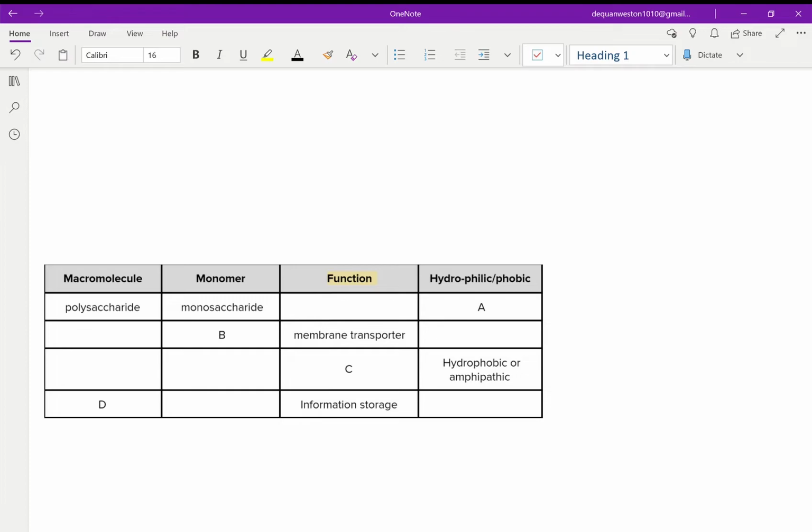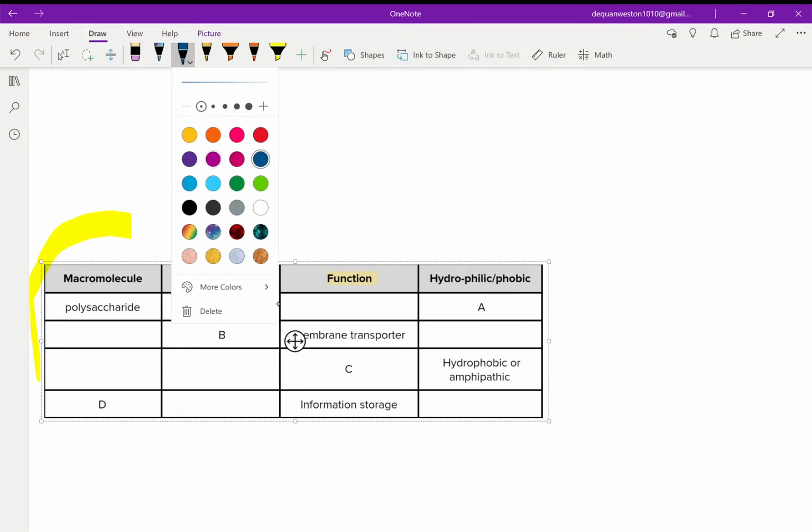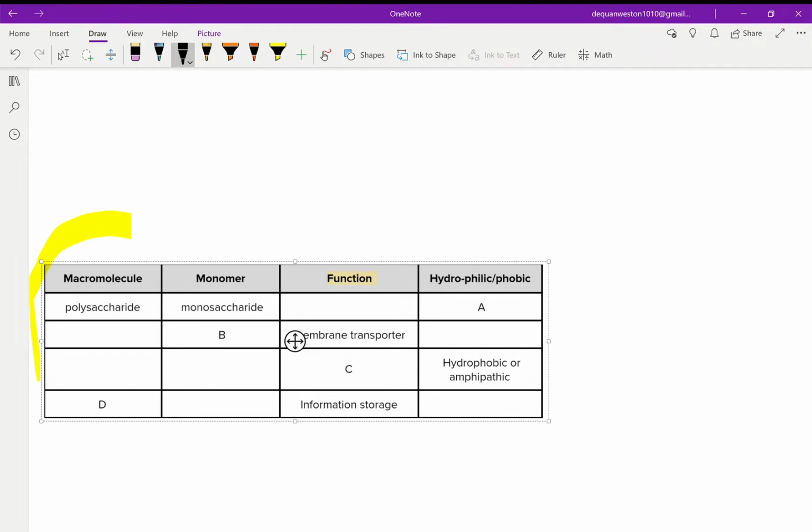So basically the first one that more than 50% of people got wrong was this question right here. The best way you're going to memorize this is to just fill in this table and study it. You got to know that stuff: hydrophobic or amphipathic. You got to know amphipathic means it can be polar or non-polar, like this lipid, which is what this is.